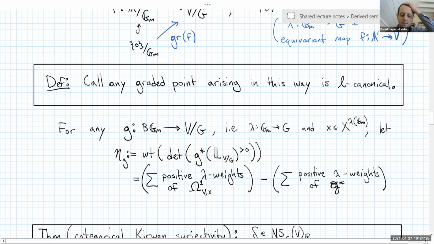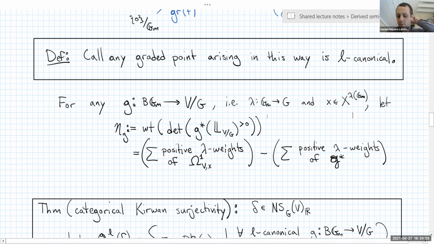I take this map BGM to V mod G. I pull back the cotangent complex, and I take the positive piece. So in other words, it's a complex on BGM. So I can just take the positive weight piece of every homology, let's say. This category is semi-simple. So I take the positive weight piece, I take the determinant, and I take the total weight of that with respect to the GM action.